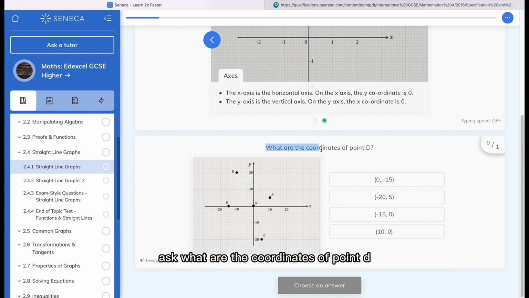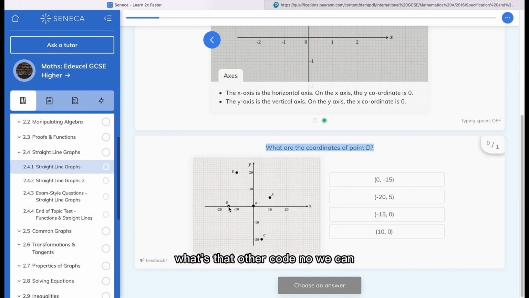It asks what are the coordinates of point D. If we're going to look at point D, you can see over here you've got -10 to 20. So we always go along the corridor, then up the stairs. So we always start off with x, so we start off with D. If you look at D there, if you work it out, it's -15, so it's going to be -15 something.